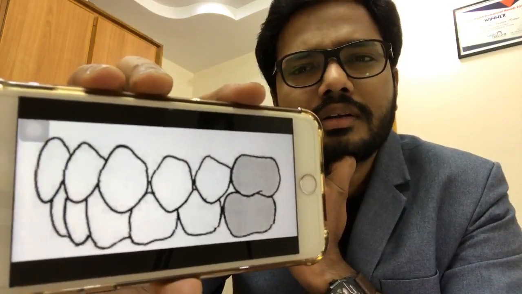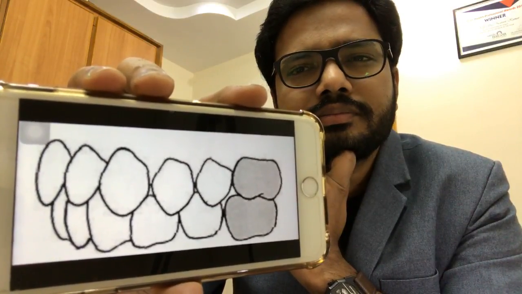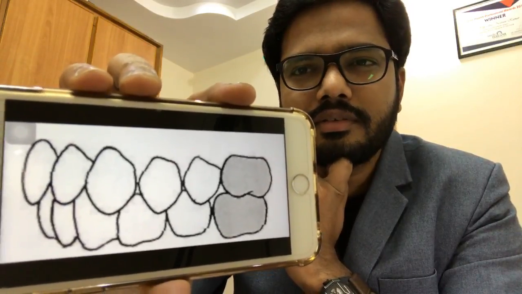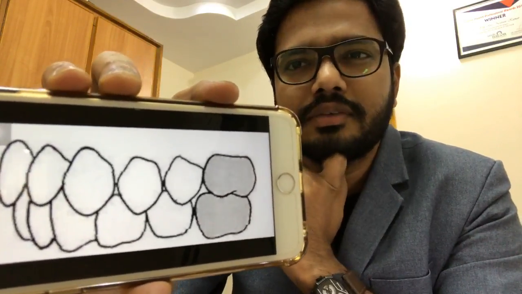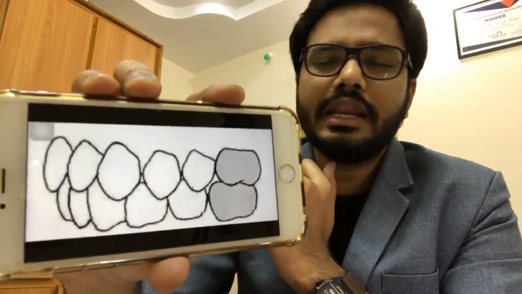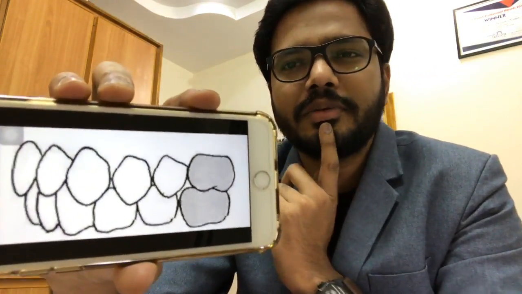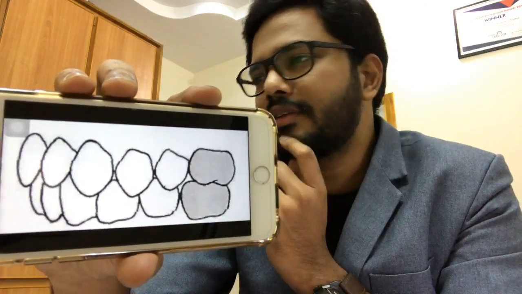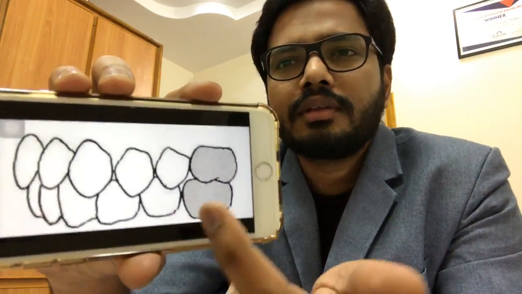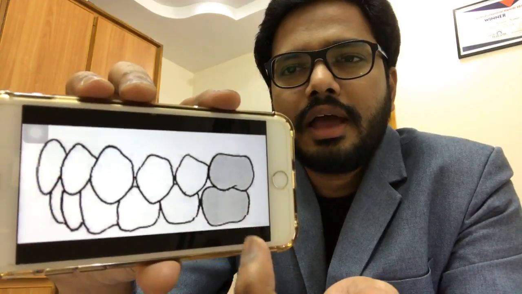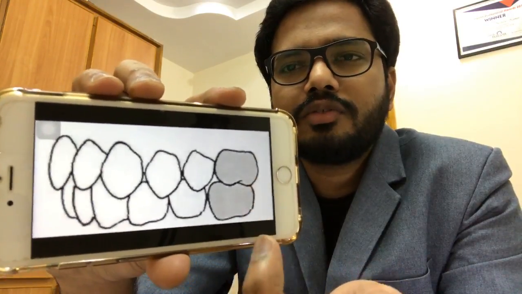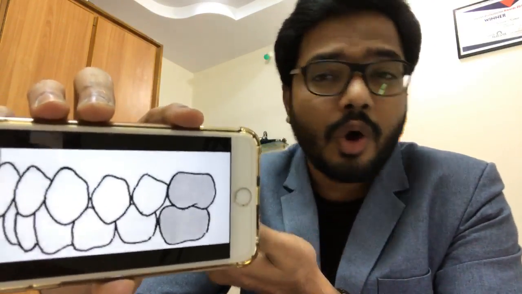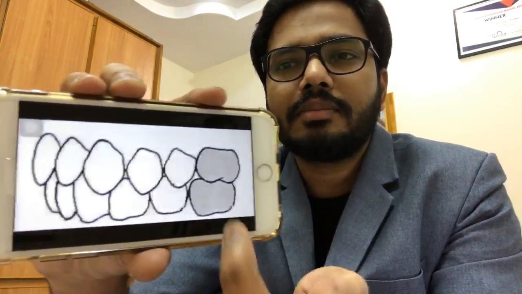Lip bumper. As such, I feel there is a difference in the functionality. Anyways, I'll just refer once, because the lip bumper has a specific function. I'll get back to you, Bernice. So this is Angle's class 1 malocclusion. Similarly, you can have image-based questions pertaining to Angle's class 2 subdivisions or even class 3 subdivision.